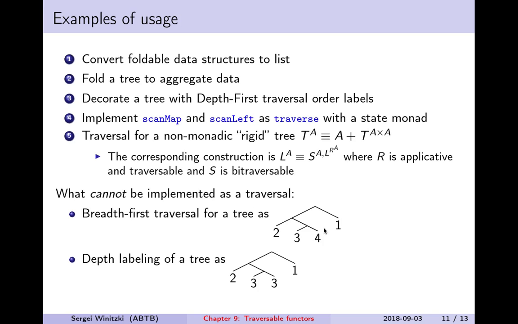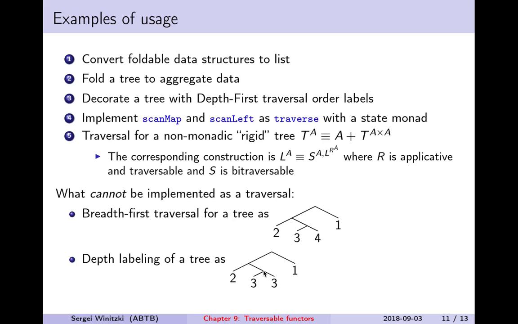And the second thing that I don't think you can do is to label the depth of a tree using a traversal. Again, it's a similar problem with effects. These are going to be effects, and obviously you need some kind of state to hold this 1 and then update it to 2 and to 3. But effects are concatenated linearly, and so it cannot be that this 3 is the same as this.